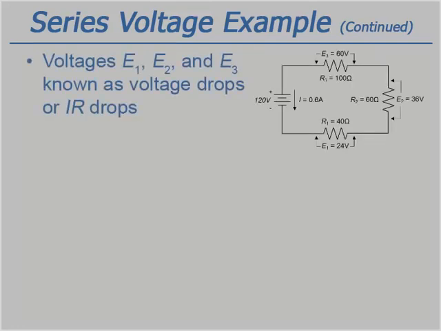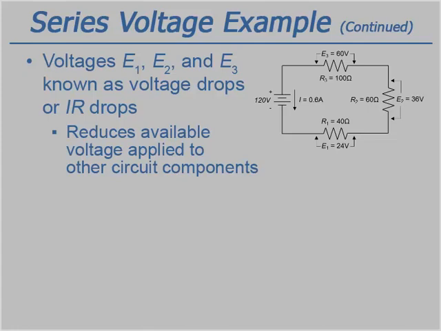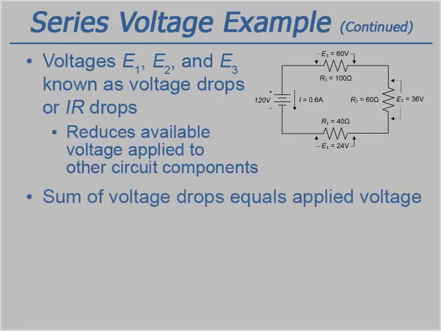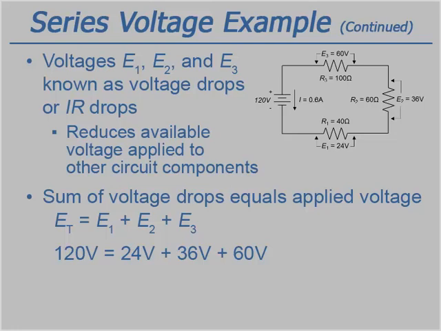The voltage across resistors R1, R2, and R3, that is, E1, E2, and E3 respectively, are known as voltage drops or IR drops. Their effect is to reduce the available voltage to be applied across the other circuit components. The sum of the voltage drops in any series circuit is always equal to the applied voltage. This can be proved using the series circuit voltage equation by substituting in the known values for total voltage and the individual resistor voltage drops, then solving the equation.